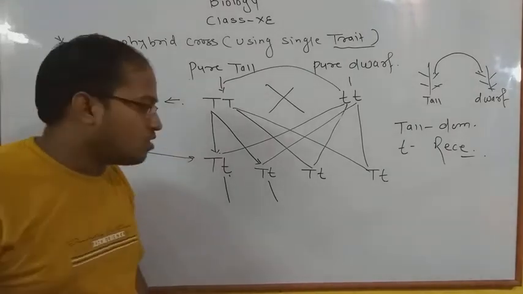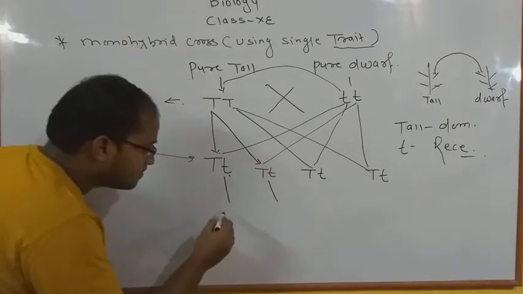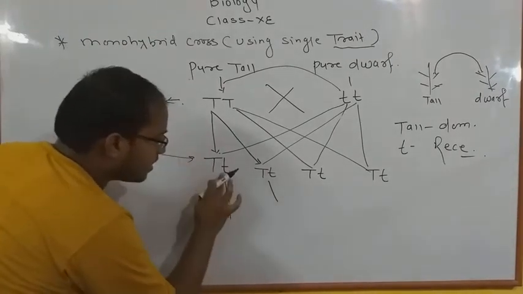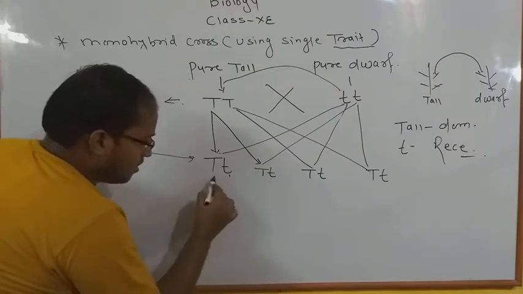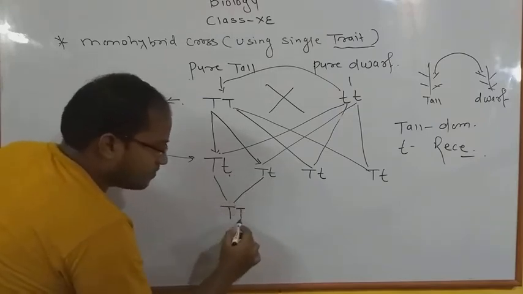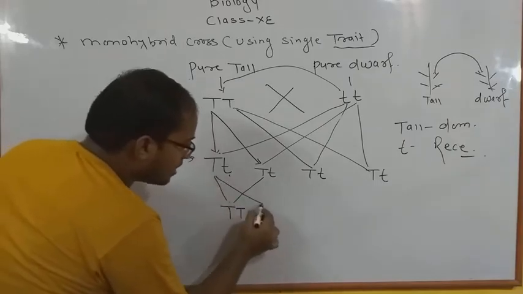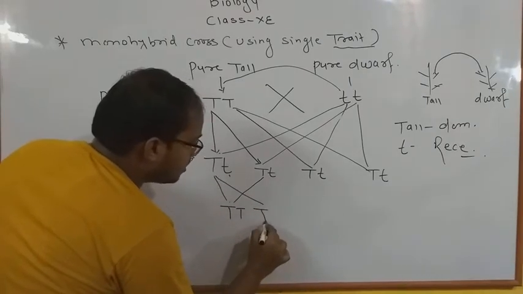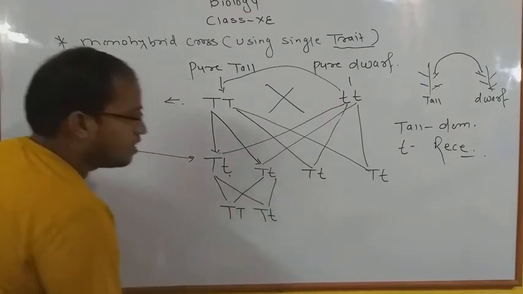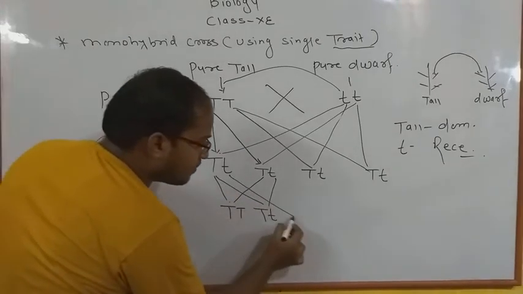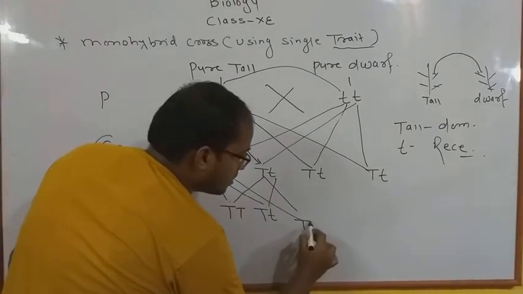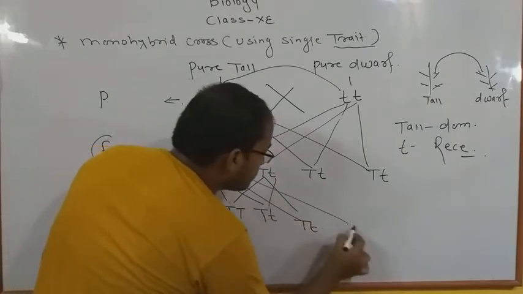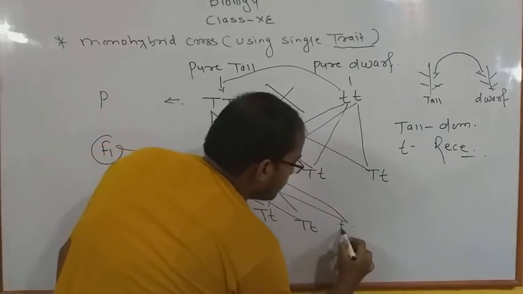So the result is most important: capital T here and capital T here. Then second, he has done capital T with small t, and next he has done a cross of capital T and small t, and the last one is the strange one we got.